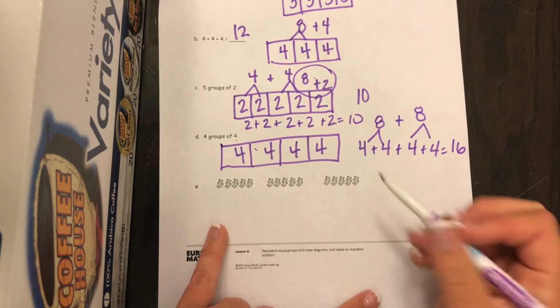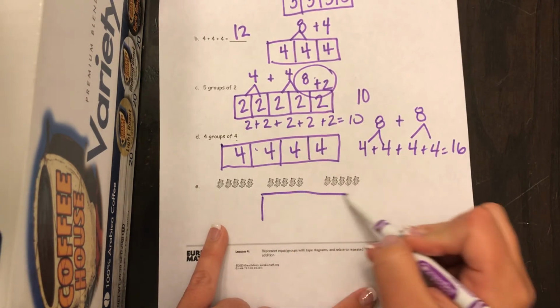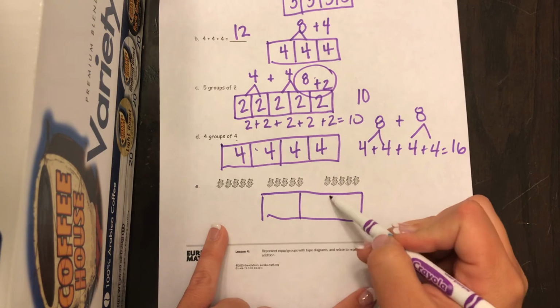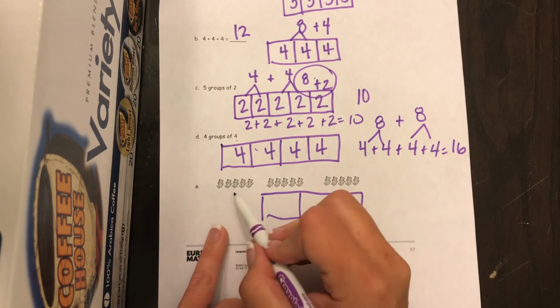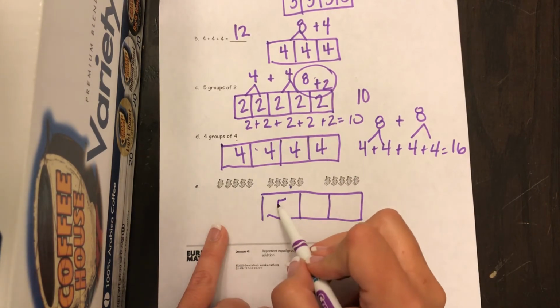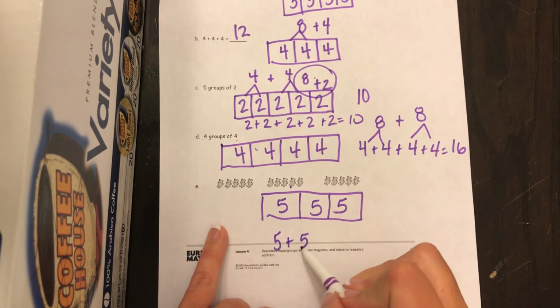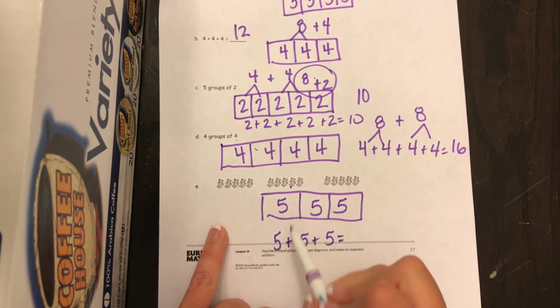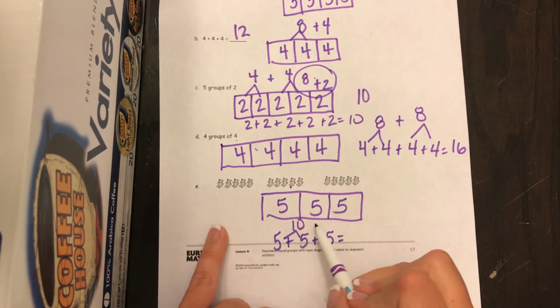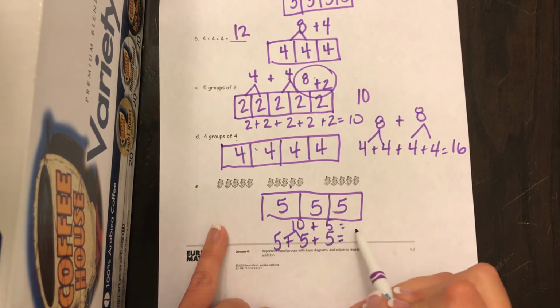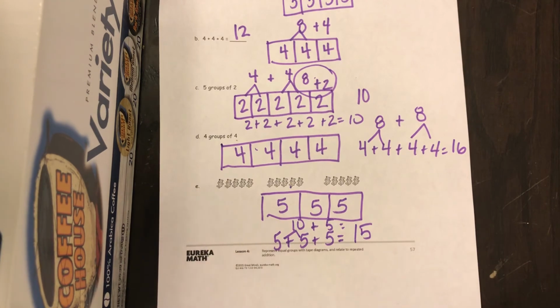Here, you're going to write your tape diagram again. So you got 3 groups. 1 group, 2 group, 3 group. There's 5 in each group. Your repeated addition would look like this. So 5 plus 5 is 10. Plus this extra 5 is 15.